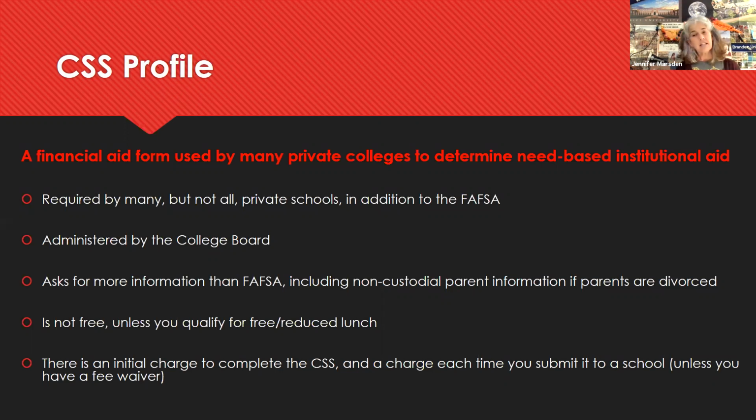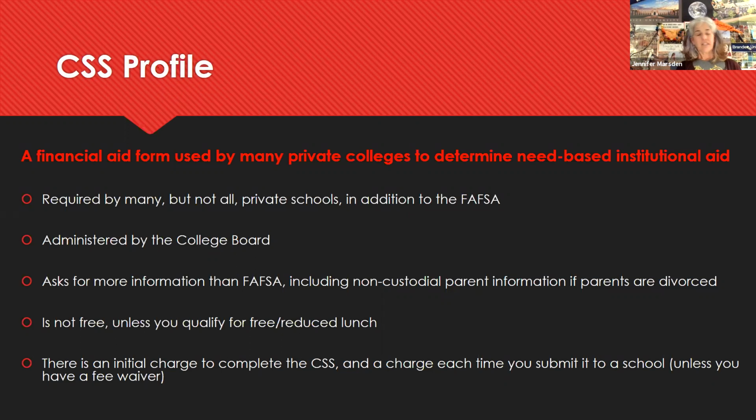So the CSS profile just asks for a whole lot more financial information from families. For parents who are in the same household and all their information is already together on the FAFSA, the CSS profile might not be that different. It is vastly different for parents who are divorced or separated, because the CSS profile will ask for financial information from the parent that is not on the FAFSA.